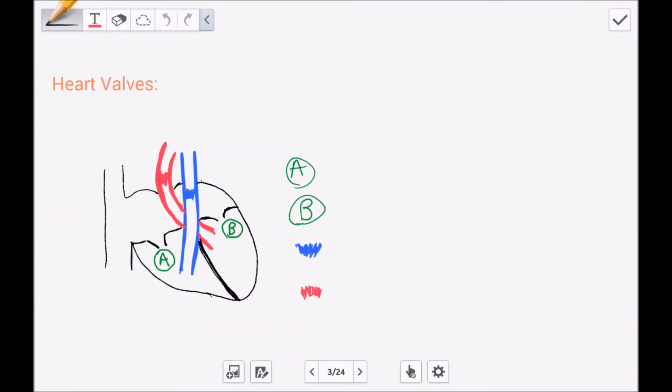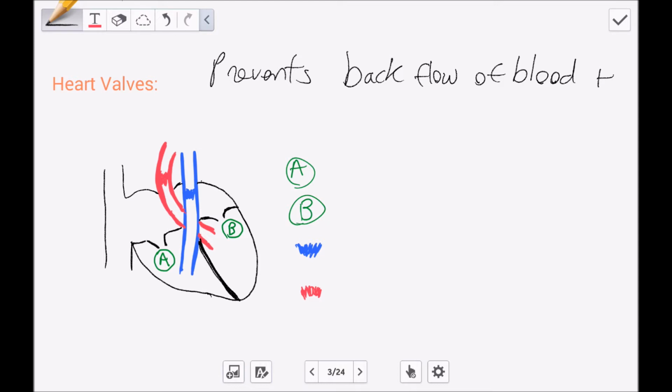Now we're going to talk about some of the heart valves. There's 4 heart valves in your heart. There are 2 AV valves, 1 pulmonic and 1 aortic. So the main function of the valve is to prevent the backflow of blood and keep the circuit in one direction. So it prevents backflow of blood plus keeps the system in one direction.